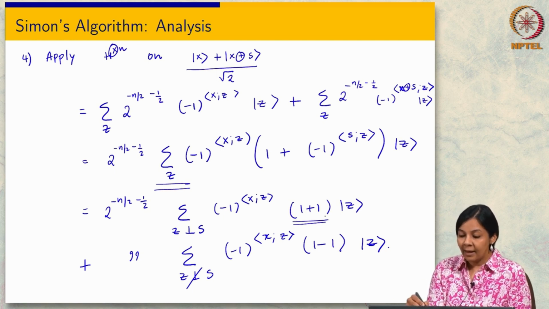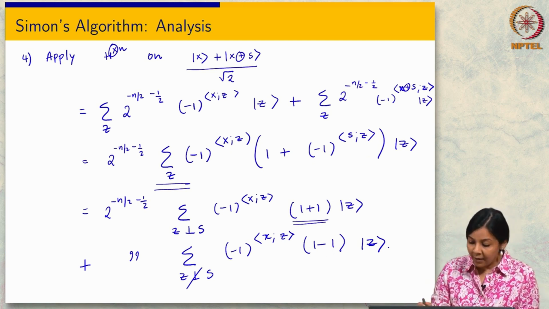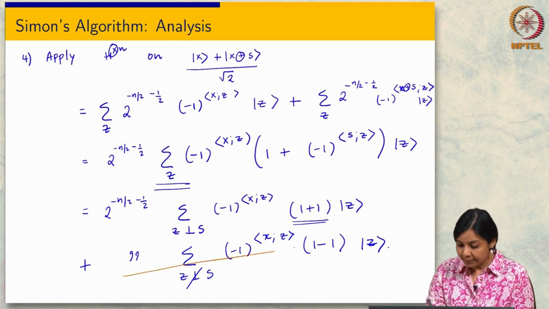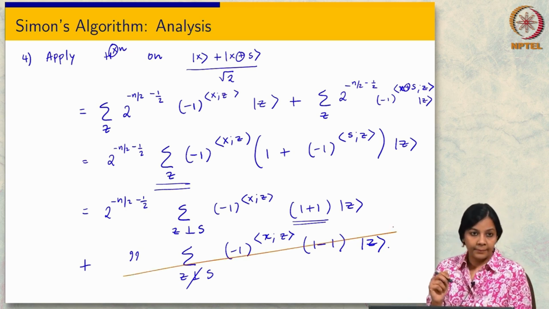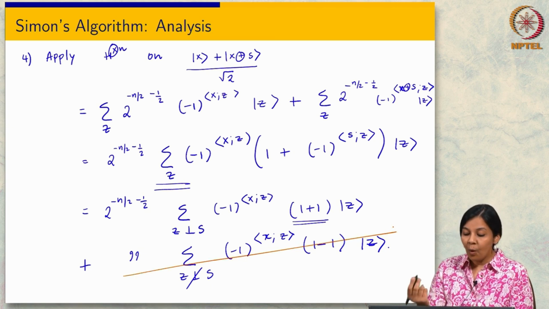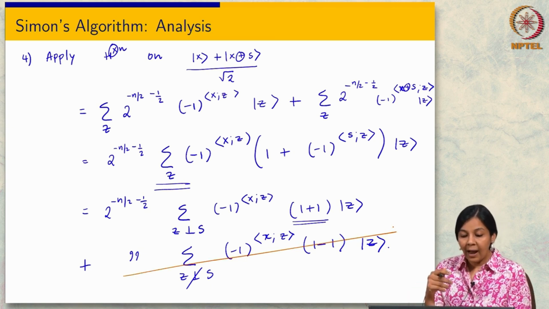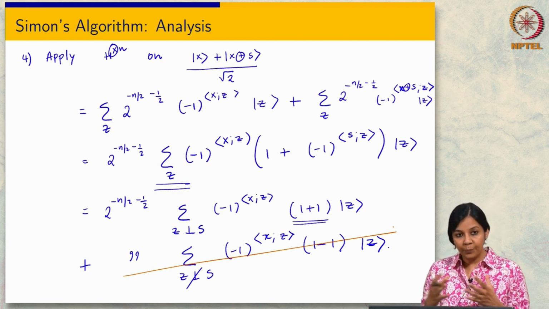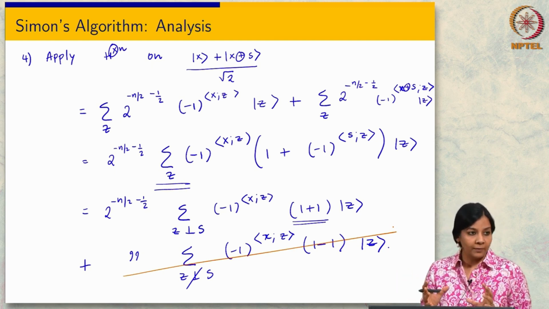In the other case where S is not orthogonal to Z, if the inner product is not 0, it is 1 because this is all mod 2, right. So, in that case I get 1 minus 1. So, this whole term will in fact go away, right. So, therefore, what have I ended up with? I have ended up with a superposition over all Z's that are orthogonal to S.